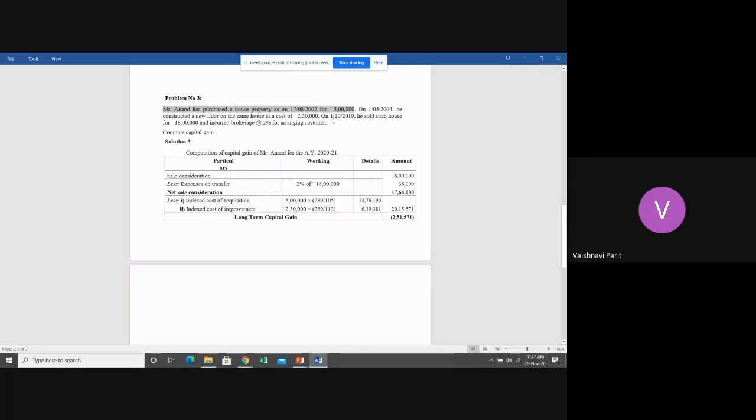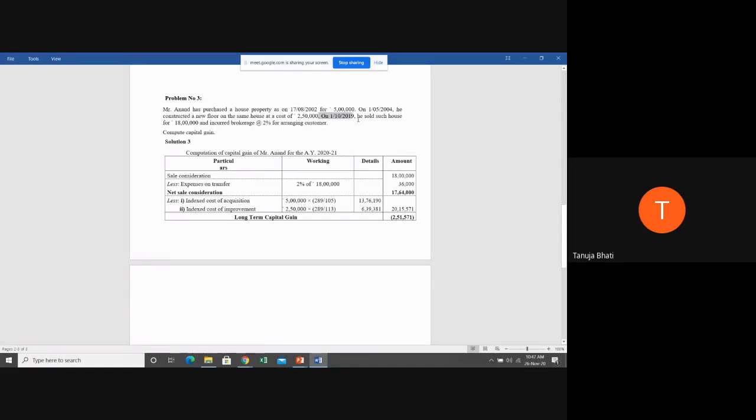Acquisition cost. Very good. On 1/5/2004, he constructed a new floor on the same house costing 2,50,000. So what is 2,50,000? Improvement cost, cost of improvement. Very good.